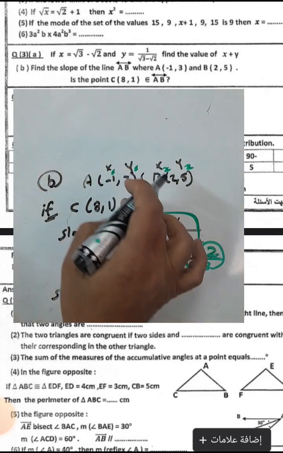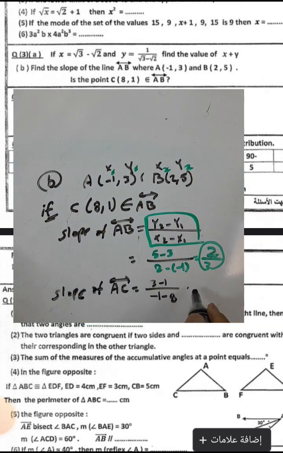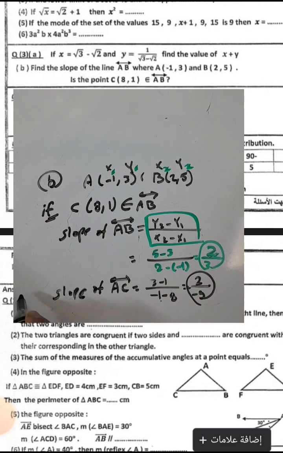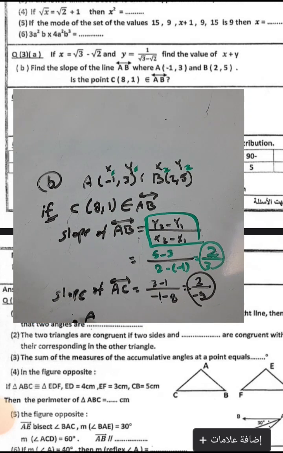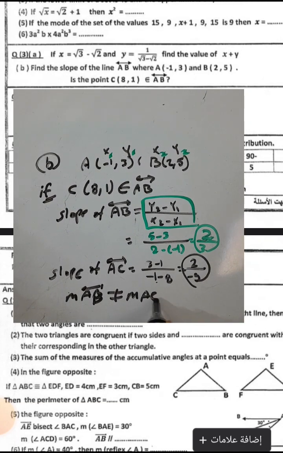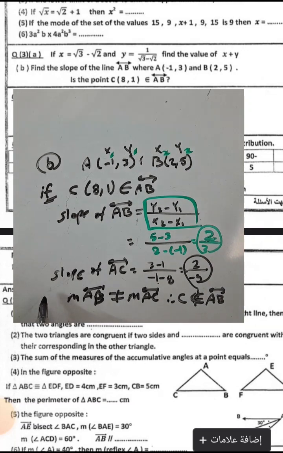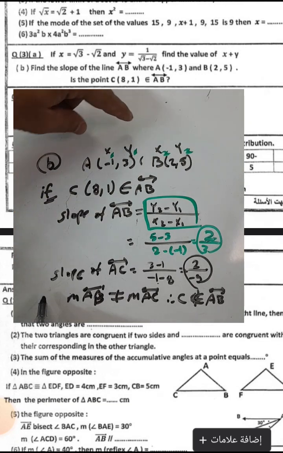E and C here: 3 minus 1 over negative 1 minus 8. 3 minus 1 is 2, and negative 1 minus 8 will be negative 9. It's not equal. The slope of AB is not equal to the slope of AC. Then the point C does not fall on straight line AB, because the slope of EC is not equal to the slope of EB.